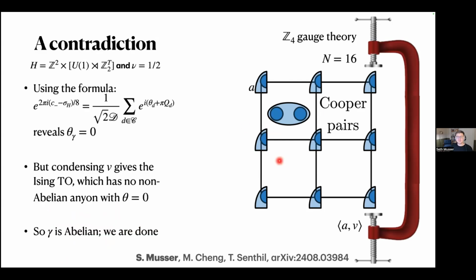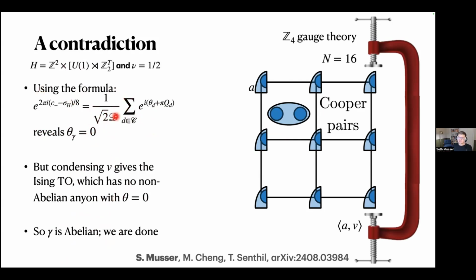Then you can use this formula, which is a result for fermionic TOs that also respect U(1). I first encountered it in a paper by Matt Lapa and Michael Levin, which is a great paper, by the way. You should definitely read that.